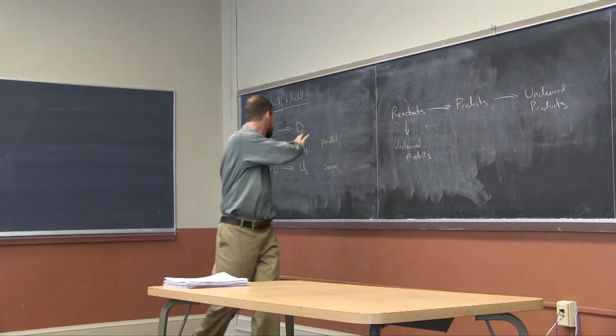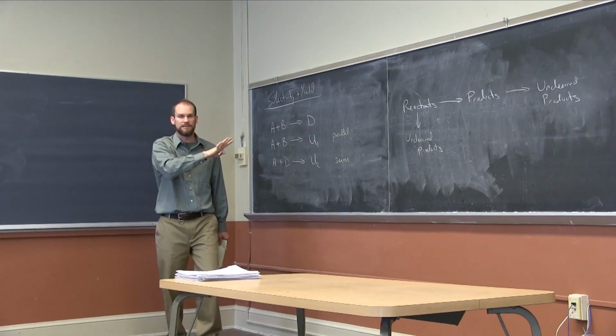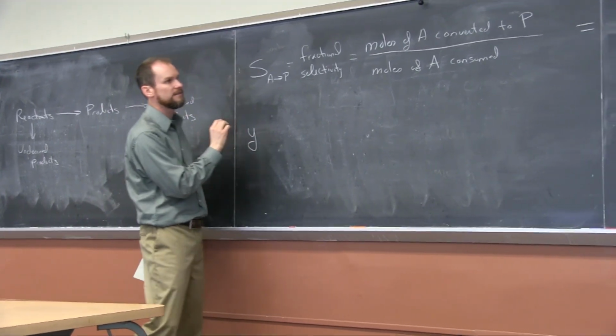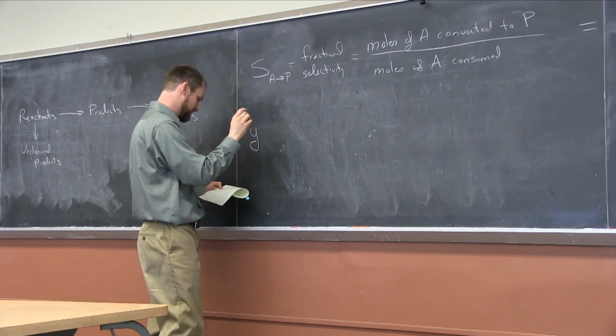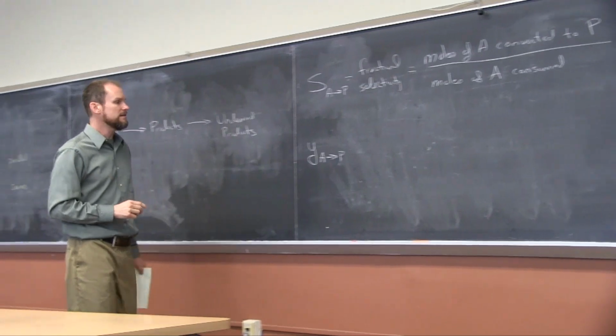So what I'm doing is I'm summing over all the reactions where I consume A. I'm summing over all the reactions that make P. We've got to use our extended reaction. It comes real handy. And sum over all these reactions. Okay, so yield. Yield of A that goes to P.